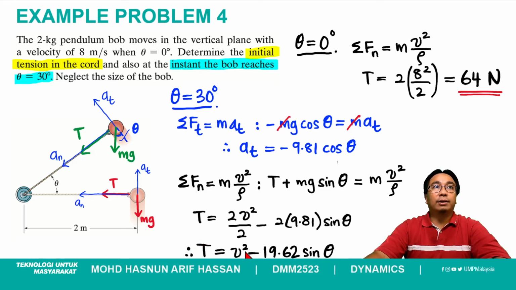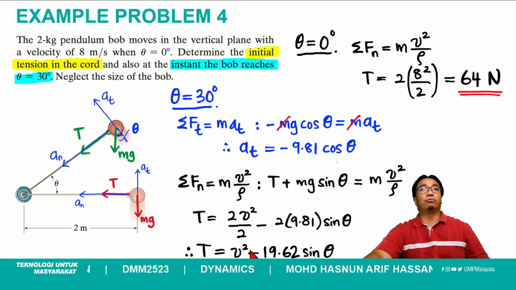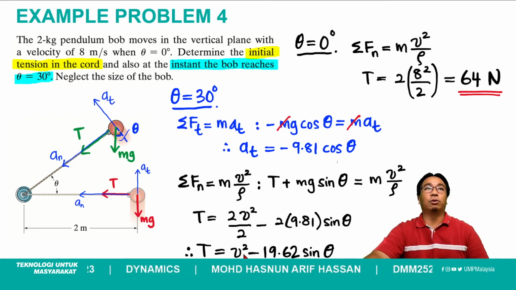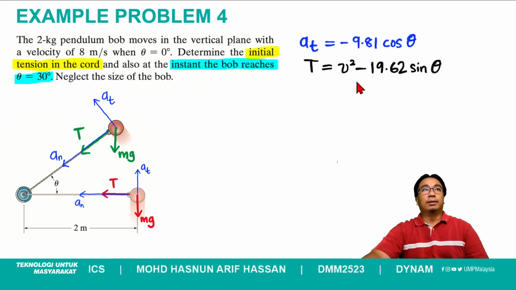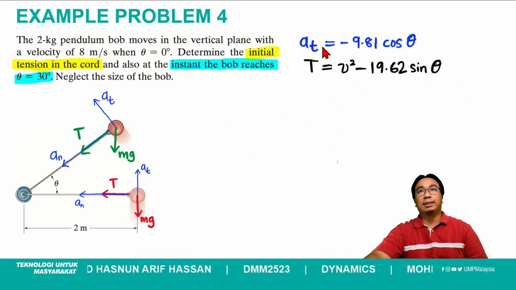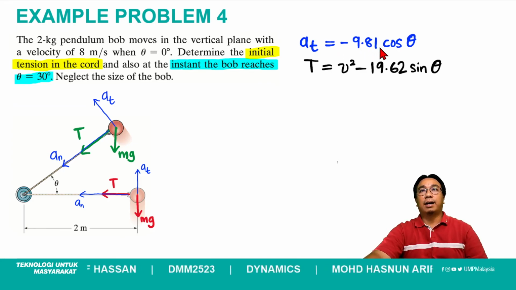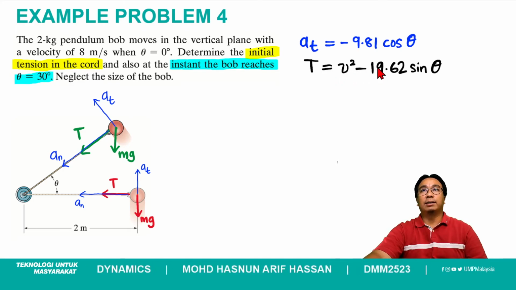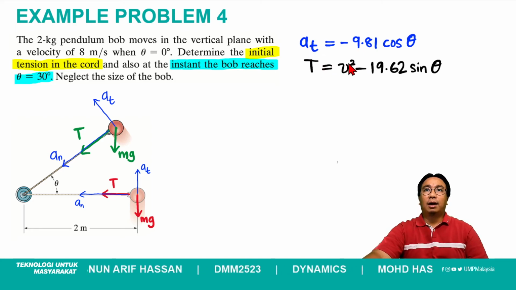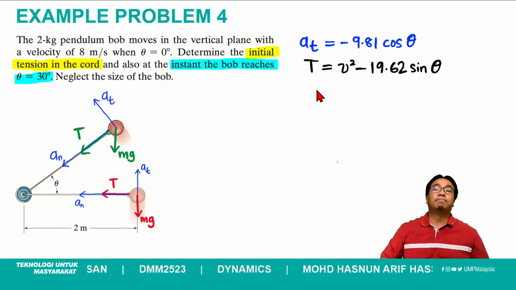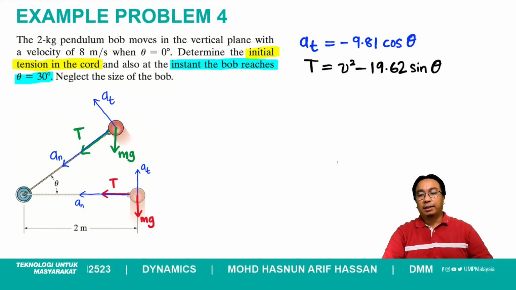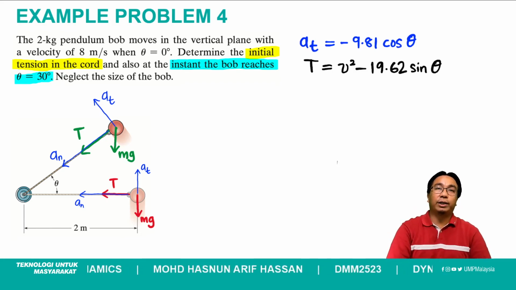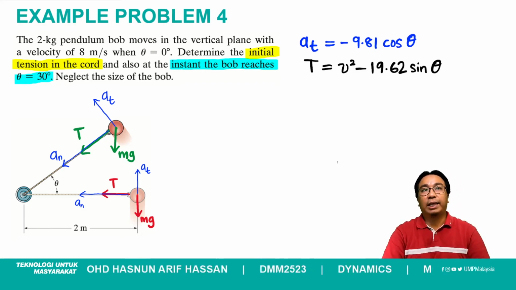From this relationship, you can see that to find the tension, we need to know what V is. What is the value of velocity? To find tension, we need to know the value of velocity. This is what we have so far. We have a_t is minus 9.81 cos theta, and we have T equals v squared minus 19.62 sin theta. How do we get this V here, so that we can get the value of tension?